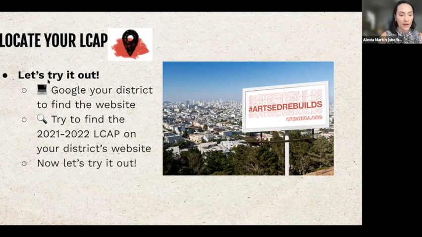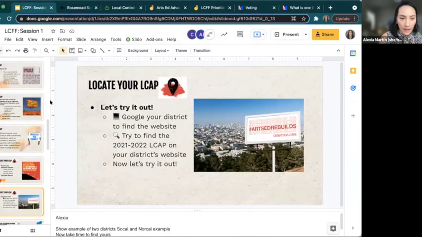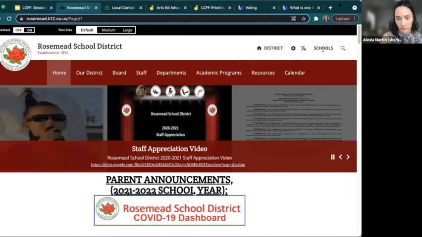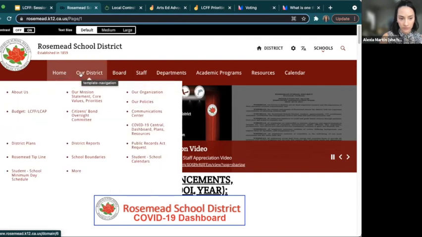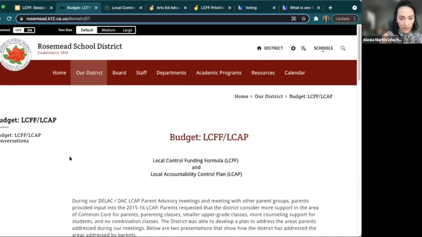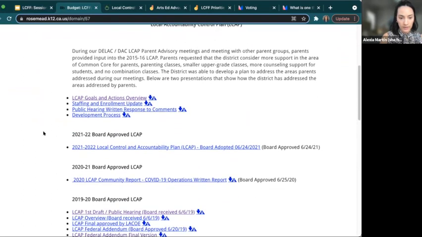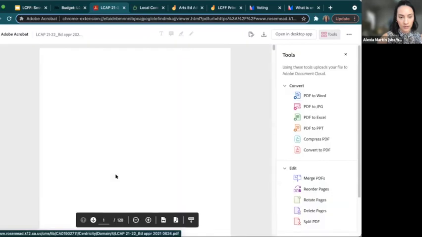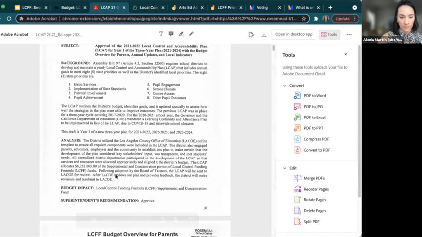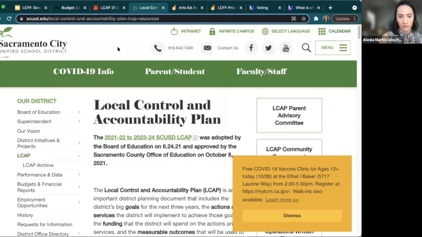So I'm going to exit out of this screen very quickly. Hopefully technology is in my favor. And I am going to pull up this district, Rosemead. So I actually do live in Rosemead, California. And as you can see, here's the website. So now I'm going to search around and see what I can find. As you can see, it's in our district. I'm going to click budget. And here we go. We see it is located right here. Pull this up. And this is the LCAP for this district. It is pretty lengthy.